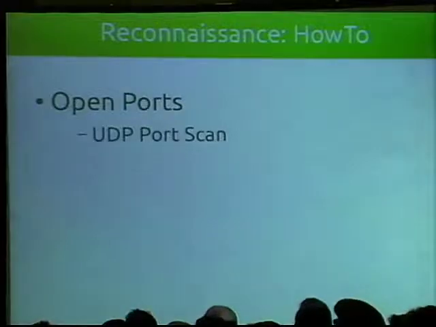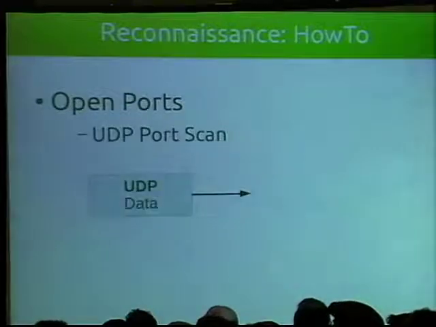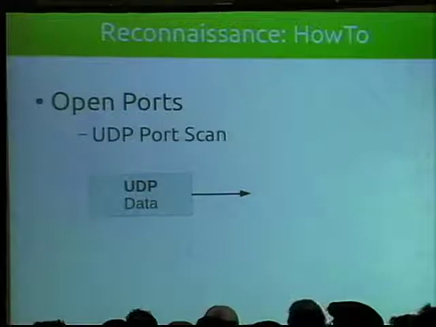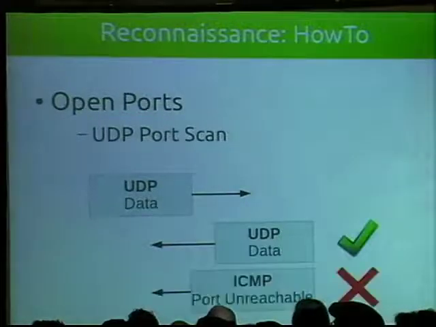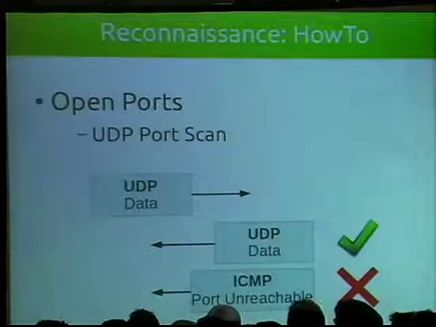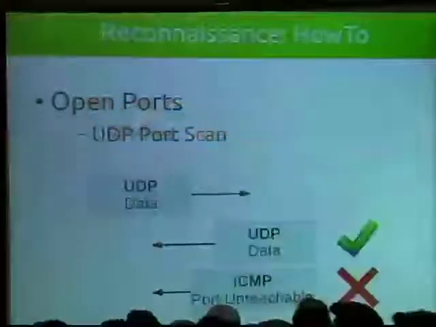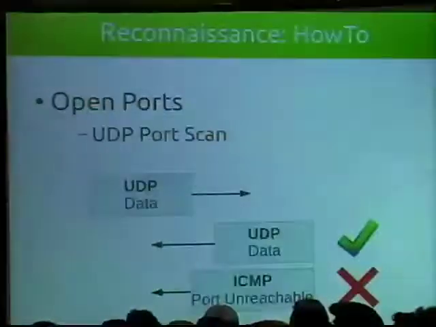UDP is connectionless, so you just send data. Since there's no connection, you just send a data packet, and if you get a data packet back, that means it's open. Though if you get an ICMP port unreachable, that means it's closed. Of course, there are lots of other situations that can happen. If you don't get a packet back, that could mean it's open but you just haven't gotten a packet back yet, or it could mean that it's closed, or maybe there's a firewall. So there's lots of other things, but this is the basic idea, right?